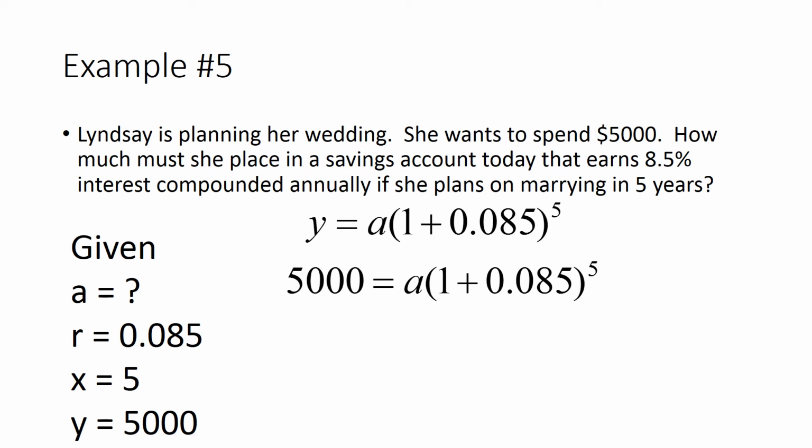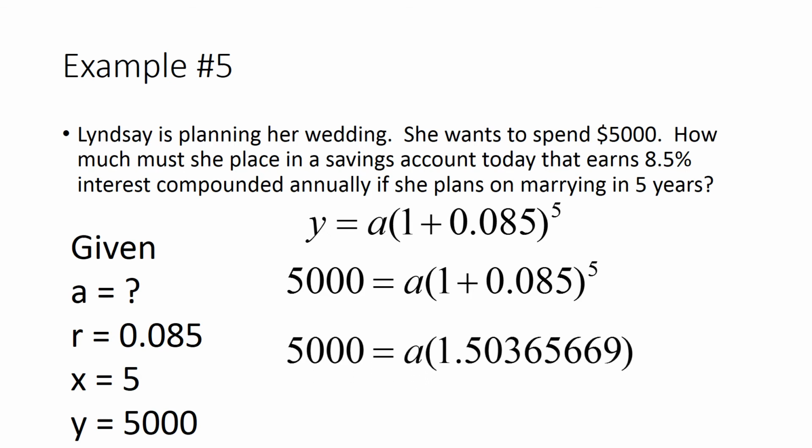Now, using your calculator, you can calculate 1 plus 0.085 raised to the 5th power. You can calculate that on your calculator, and it gives you that amount. And so to find A, we would divide both sides by 1.503. And so she needs to have at least about $3,325 today. She wants to have $5,000 in 5 years.